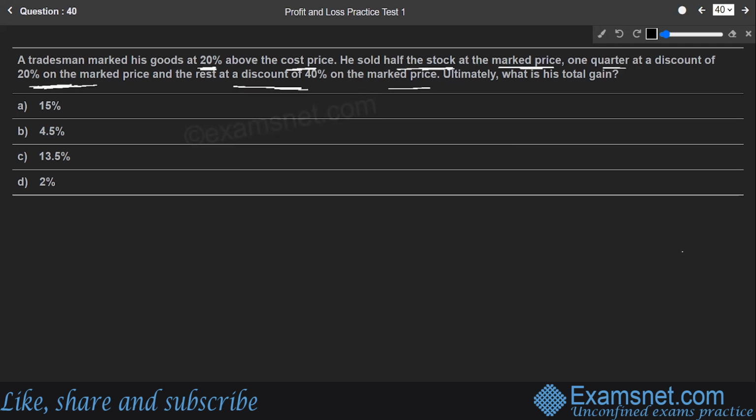So let us understand. Let us take it one by one. See, if there is no value given, we can always assume the cost price as X or cost price as 100. There is no value given. All the question has been given in terms of percentage only. So it will be very easy to assume cost price as 100. So let's say the cost price of one quantity of goods is 100 rupees. Let us assume like that.